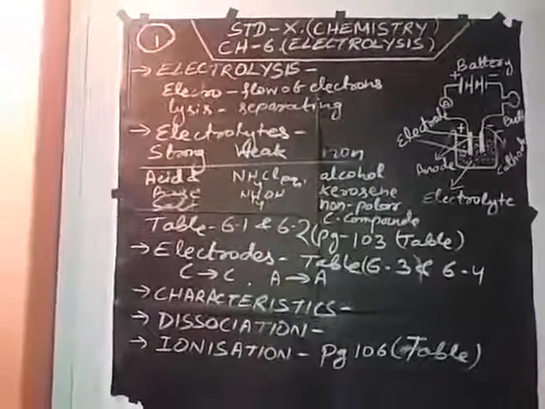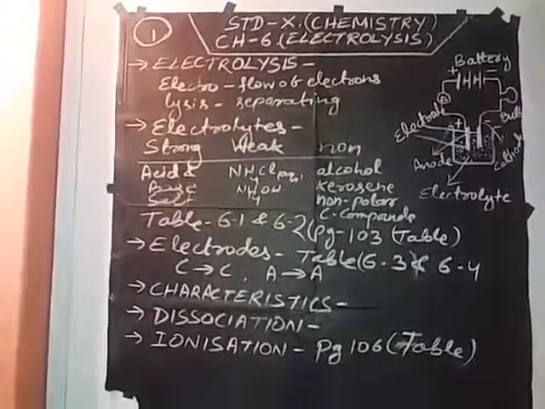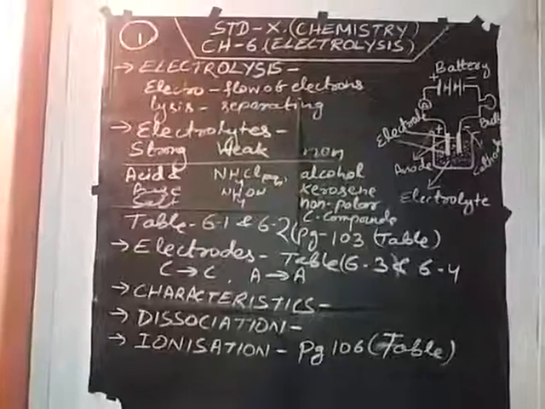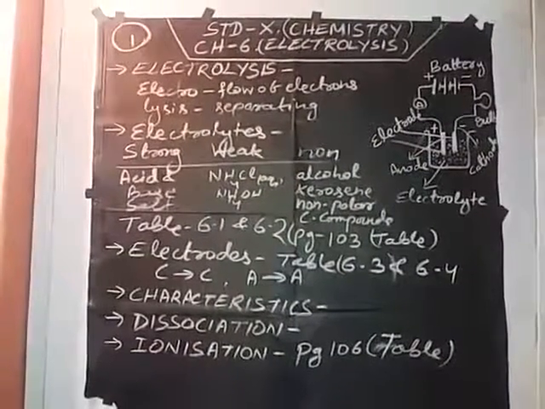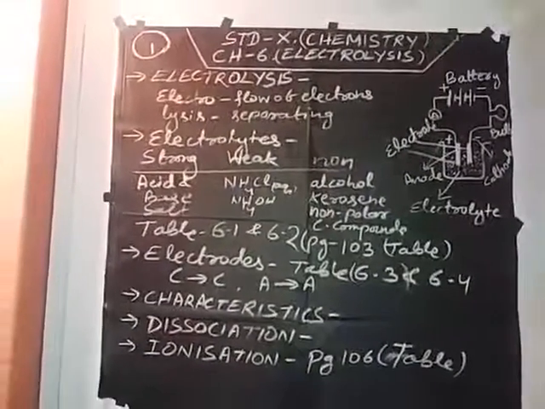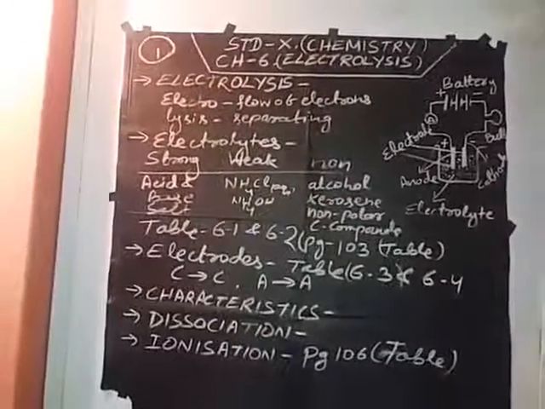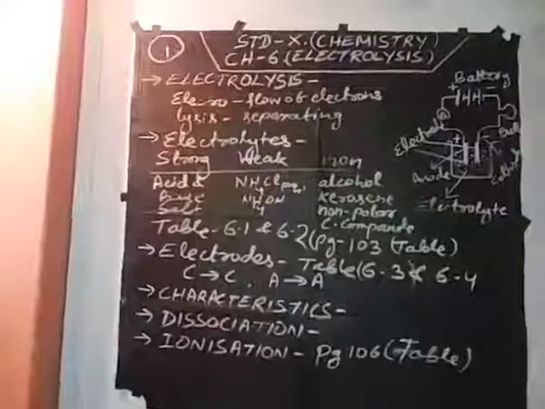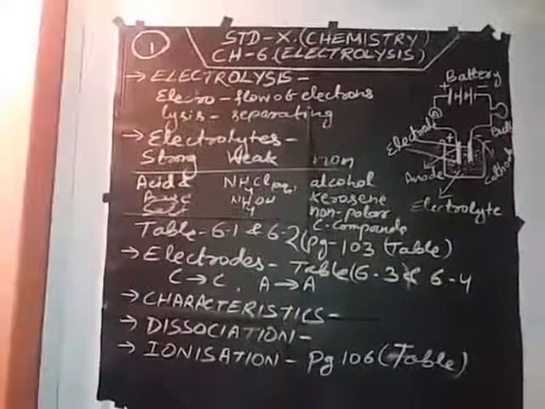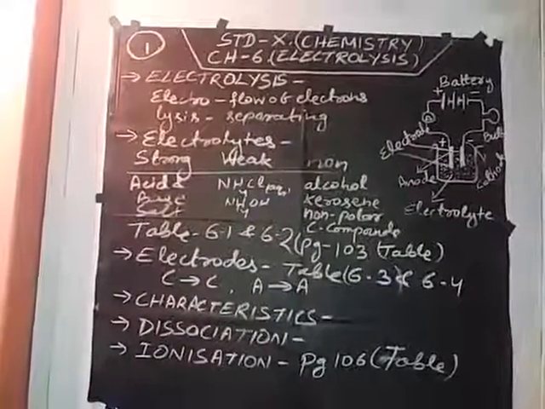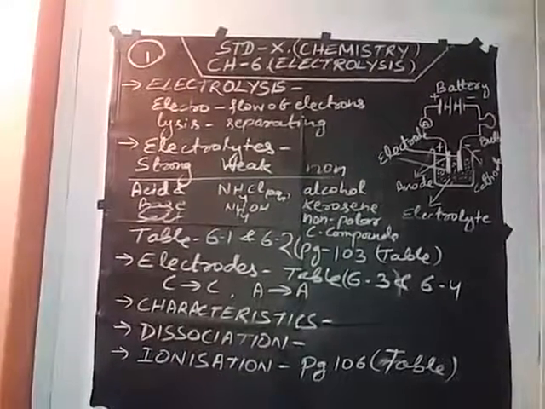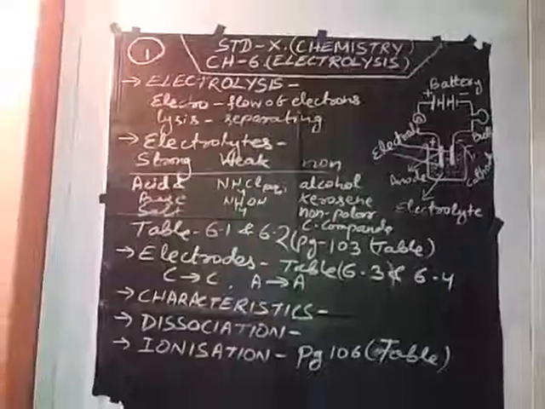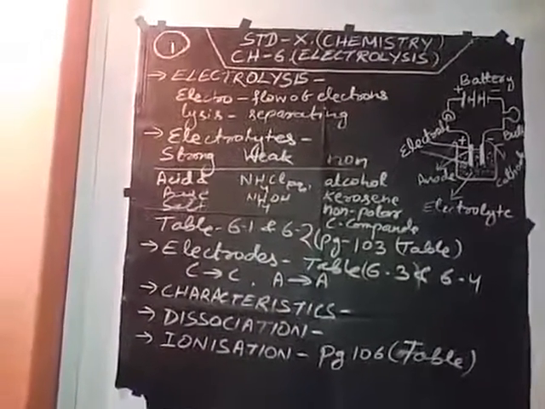Then in strong electrolyte and weak electrolyte, what is the difference? In a strong electrolyte, the bulb will glow brightly, but in a weak electrolyte, it will glow dimly. A strong electrolyte produces ions, but a weak electrolyte produces ions as well as molecules. A weak electrolyte is a poor conductor of electricity, but a strong electrolyte is a good conductor of electricity.